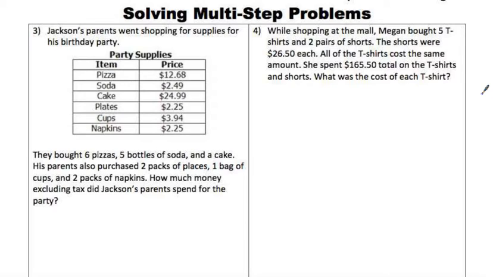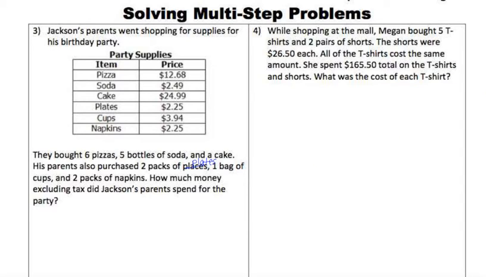Okay, so this one says, Jackson's parents went shopping for supplies for his birthday party. They bought 6 pizzas, 5 bottles of soda, a cake. His parents also purchased 2 packs of, that should say plates, that's our mistake, 1 bag of cups, and 2 packs of napkins. How much money, excluding tax, did Jackson's parents spend for the party?